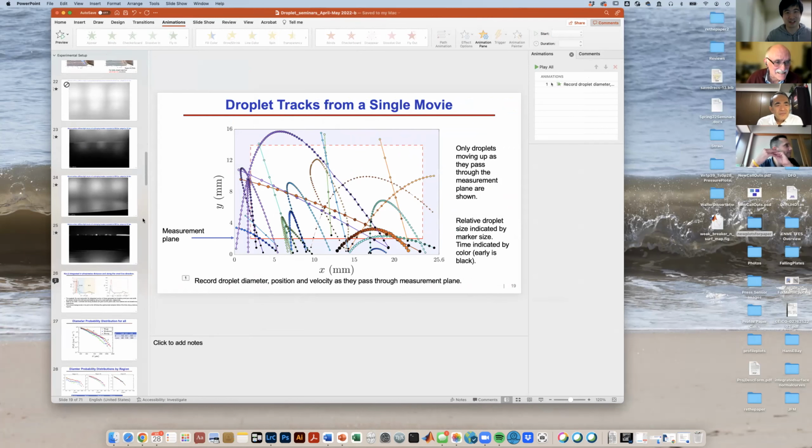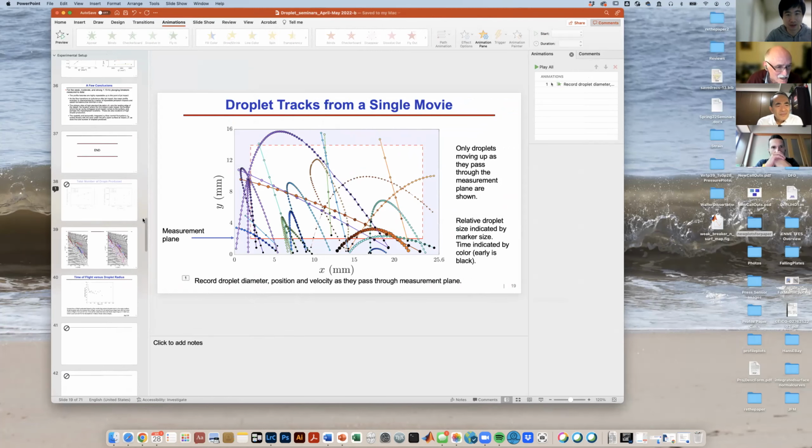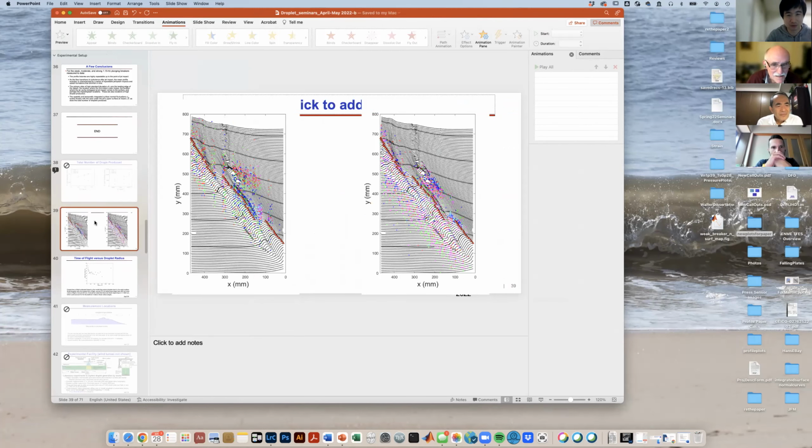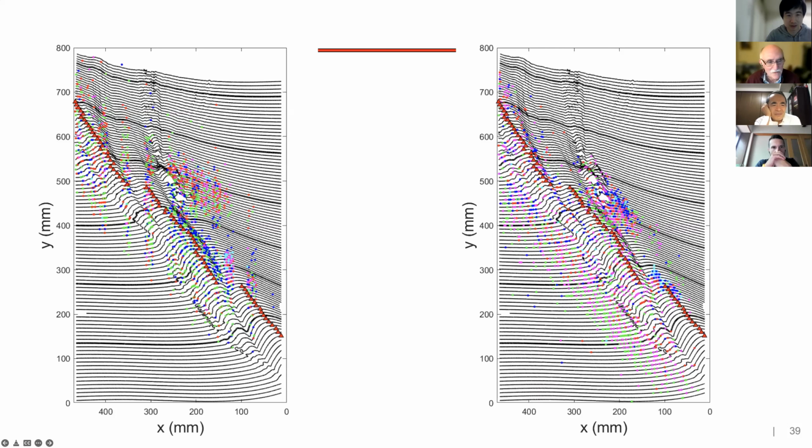We wondered about this too. Let me see if I can find my slide. Can you see this one? Okay, I'll make it bigger. It's an early slide that we had. So this is the weakest breaker, and these little dots are the droplets where and when we measured them, coming up across the measurement plane.